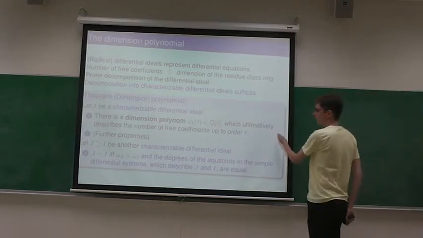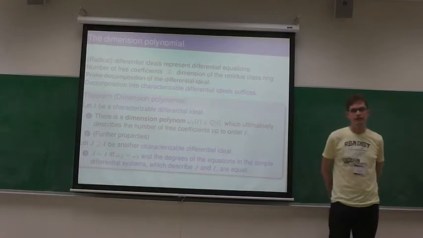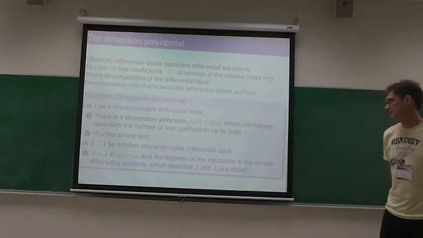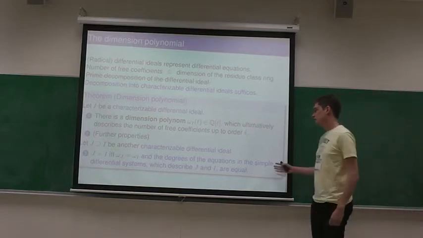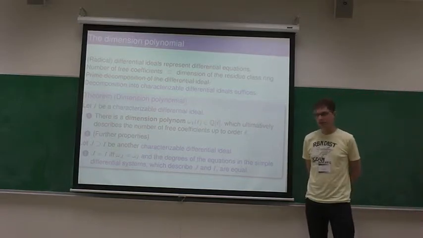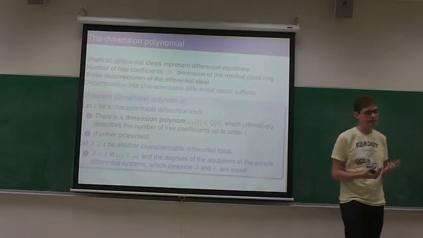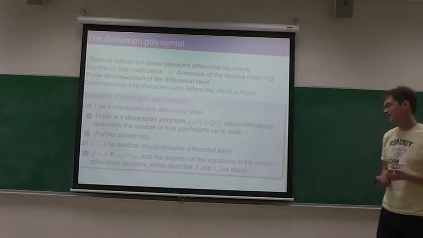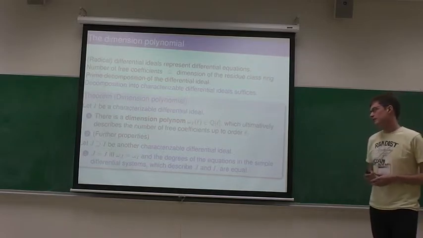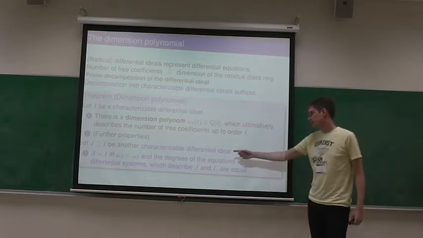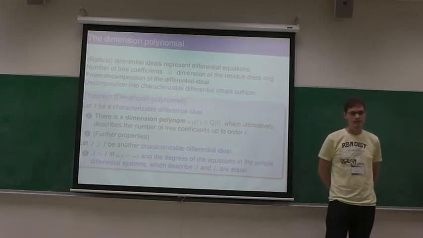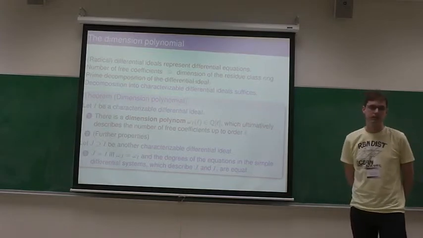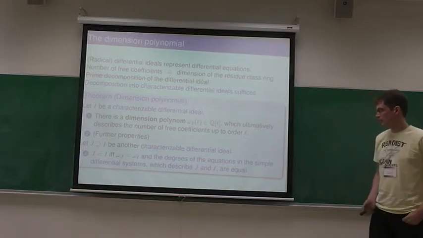So still there is this dimension polynomial. The invariant conditions still hold for characterizable differential ideals. Comparing inclusions of differential ideals is slightly more tricky because the dimension is actually defined using prime ideals or chains of prime ideals. So you need some additional information, and in this case it's just looking at the degrees of the equations in the systems, or to be more precise, the degrees in the leaders of the equations in the system.